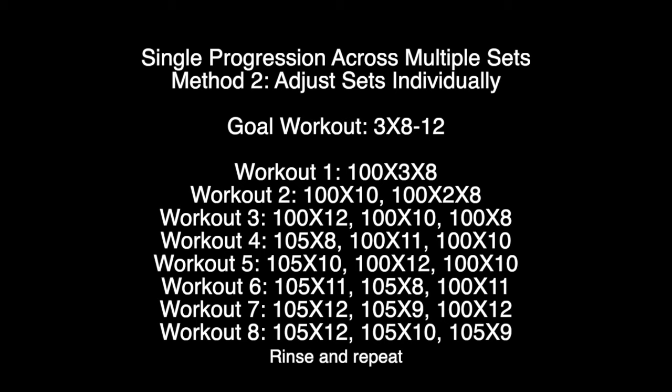Workout 5, 105, you now get 10. The second set, you're 100 by 12. The third set, due to fatigue, you only get 100 by 10. Workout 6, you do 105 by 11. You do the second set at 105. You're more tired, maybe you only get 8. Maybe you get 9. I can't say. Third set, 100 by 11. Workout 7, 105 by 12 by 9, followed by 100 by 12. Then in the next workout, all 3 sets are at 105, and maybe you get 12, 10, 9, or 12, 10, 8, or 12, 12, 10, or 12, 12, 11.